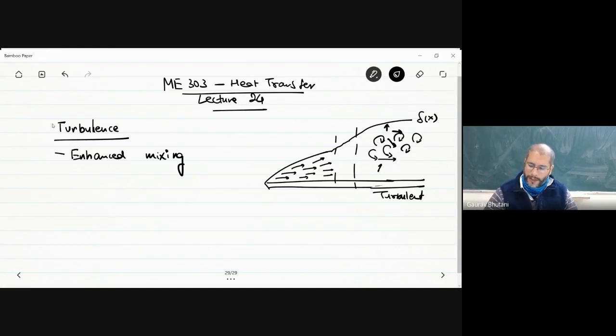So if a faster molecule jumps down, then it brings a larger momentum to the lower layer, so all this jumping up and down causes a lot of mixing. And this is the reason that when we look at the x velocity profile in a turbulent region, we see that it is mostly flat.